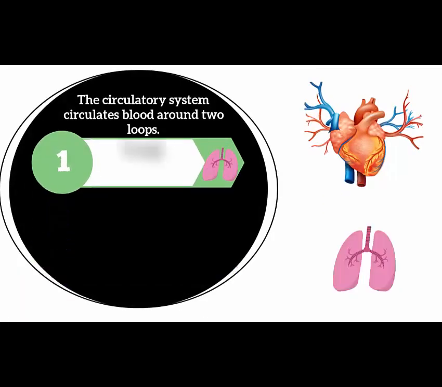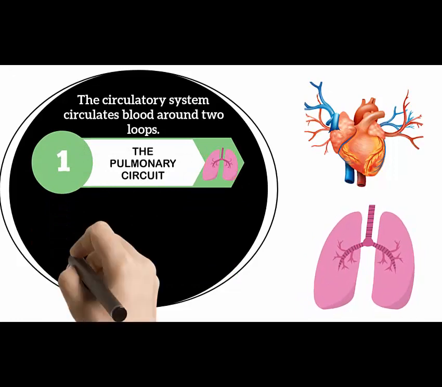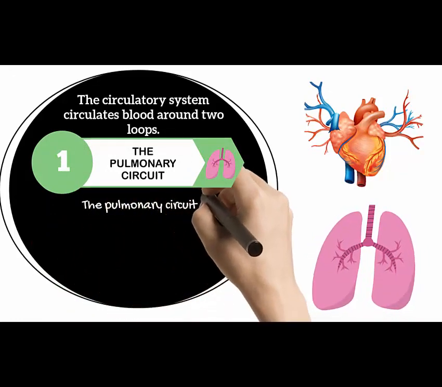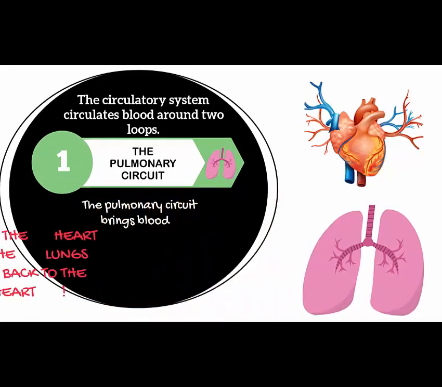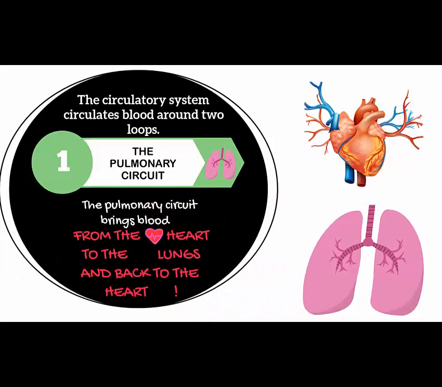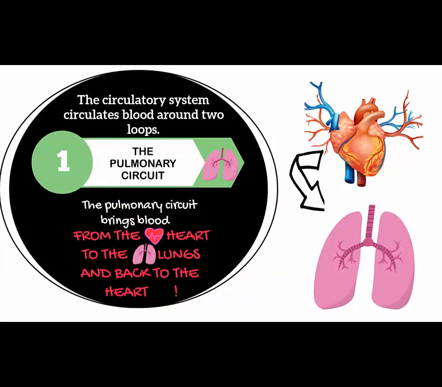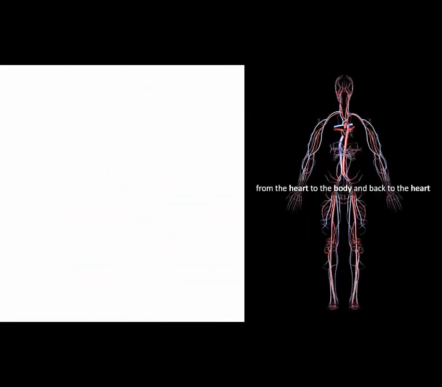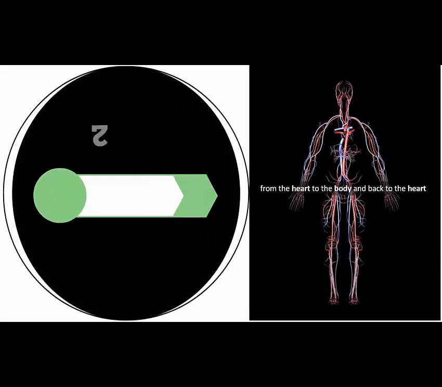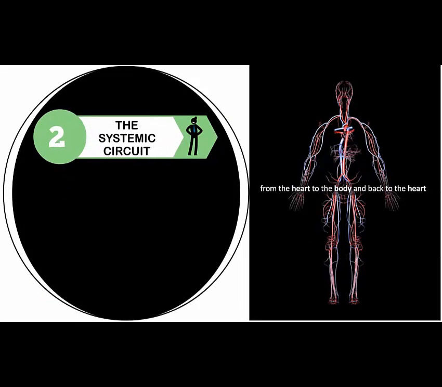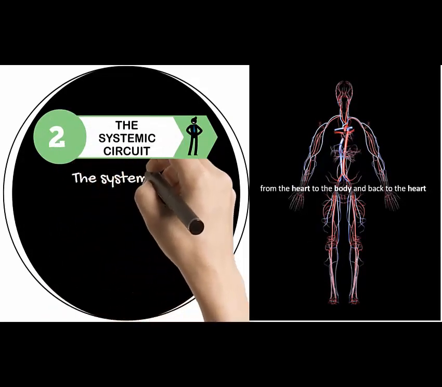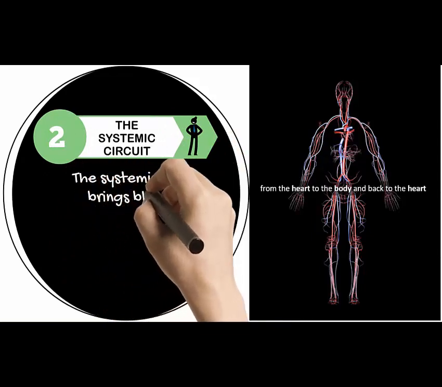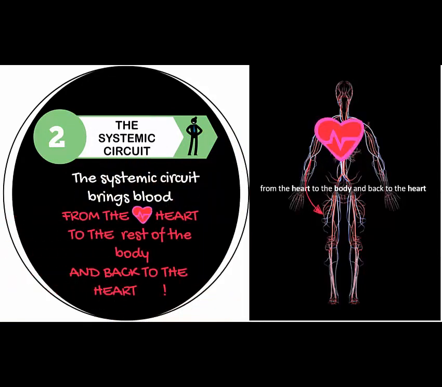The circulatory system circulates blood around two loops. The first one is the pulmonary circuit. This brings blood from the heart to the lungs and back to the heart. The second loop is called the systemic circuit. The systemic circuit brings blood from the heart to the rest of the body and back to the heart.